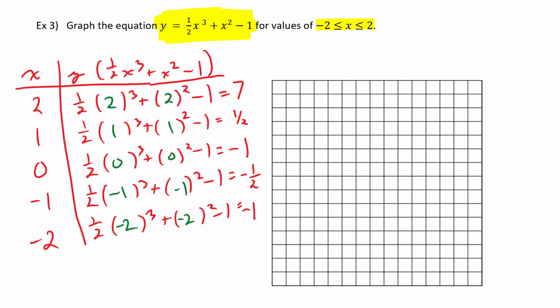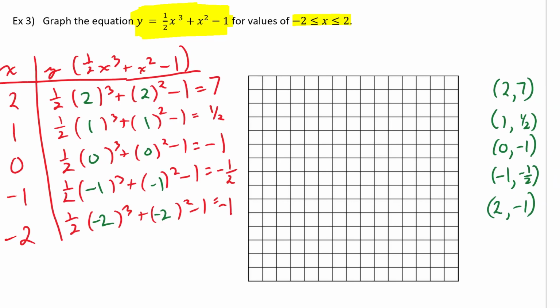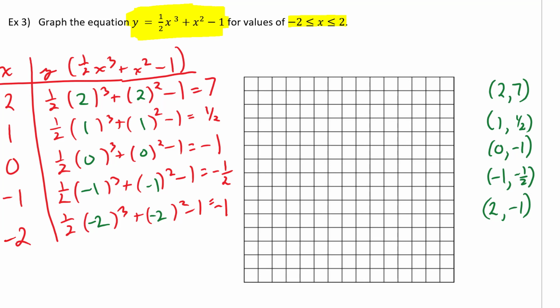So we get a set of ordered pairs. That is going to be 2, 7, 1, 1/2, 0, minus 1, minus 1, minus 1/2, and minus 2, minus 1. So let's plot this now. You can see here I have to go up to 7 and down to minus 1/2, or minus 1 actually. So let's draw our horizontal axis further down to accommodate that 7 up top. And we'll draw this one right in the middle.